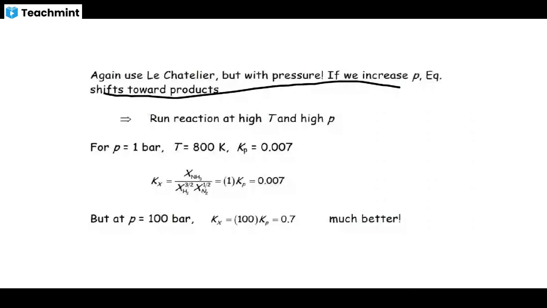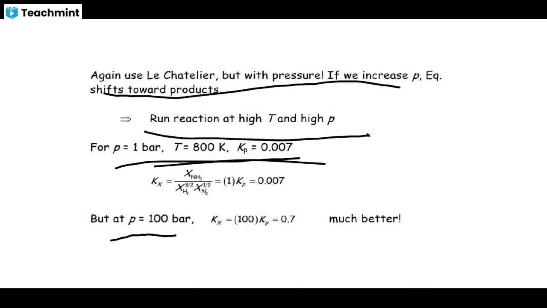So at a high temperature and high pressure, you got Kp 0.007. So at 1 bar and T Kelvin, at P equal to 100 bar, just multiply this by 100, you get 0.7, much better.